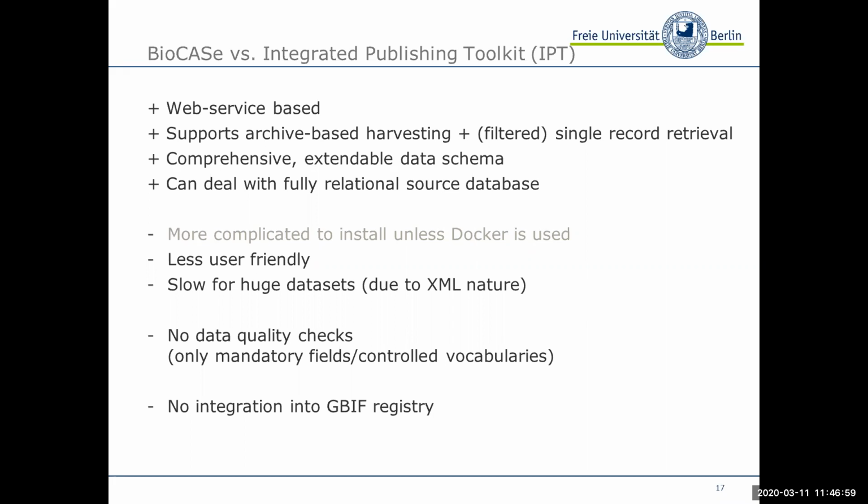Due to the XML nature of ABCD, the size of the documents is quite huge, so it is slow for huge data sets with millions of records, for example. It shares the disadvantage with the IPT that there are no data quality checks included in BioCASe. And because it's not targeted just at GBIF, it doesn't have any integration with the GBIF registry. So if you set up BioCASe and want to use it to publish your data to GBIF, you have to inform GBIF manually. You have to register your data source manually with GBIF.